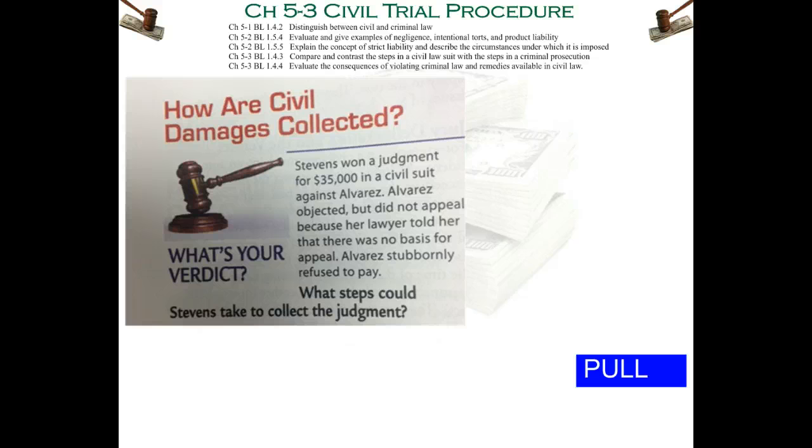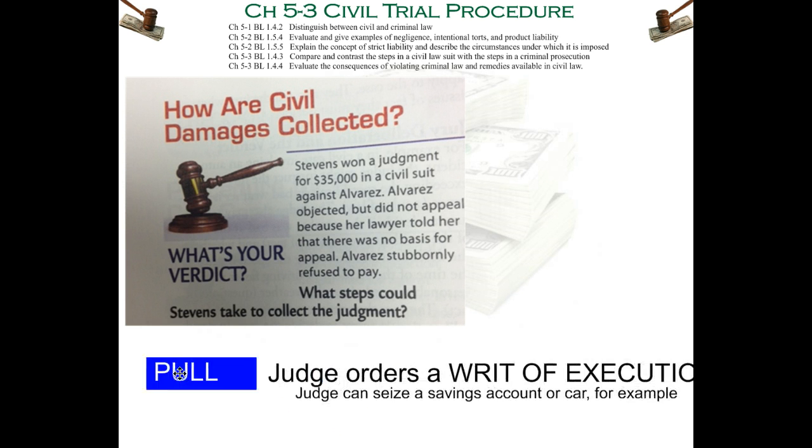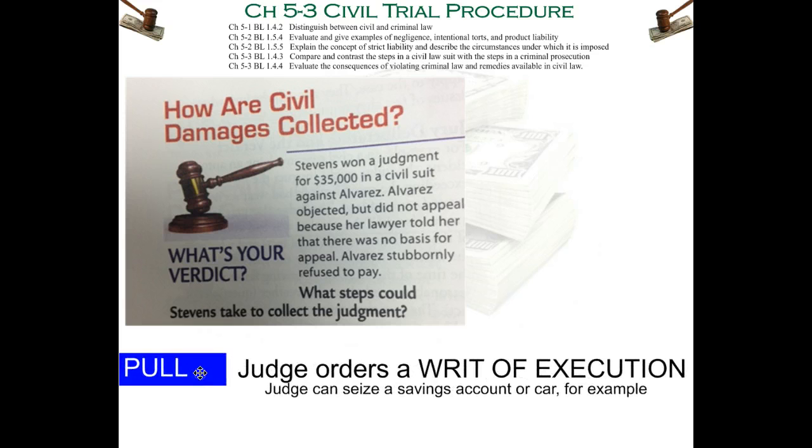Stevens won a judgment for $35,000 in a civil lawsuit against Alvarez. Alvarez objected but did not appeal because her lawyer told her that there was no basis for her appeal. Alvarez stubbornly refused to pay. What steps could Stevens take to collect the judgment? What a judge could do is order a writ of execution. So he can start seizing cars or their savings account until they pay up.